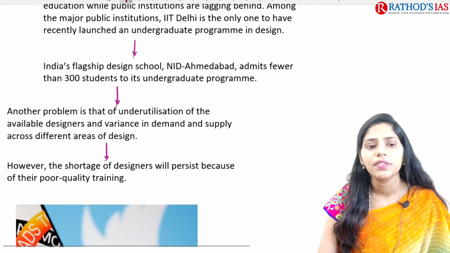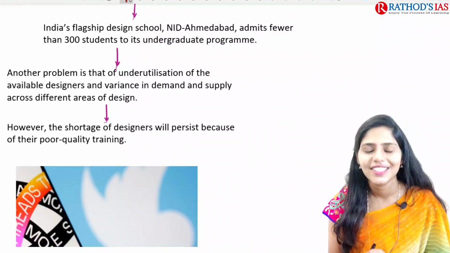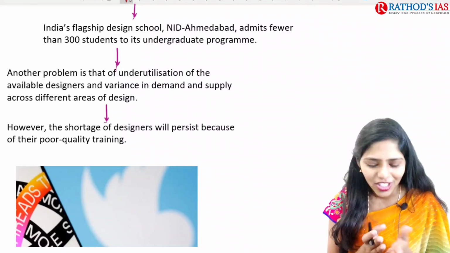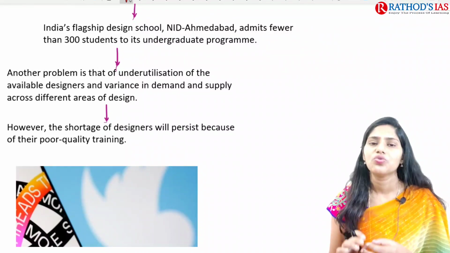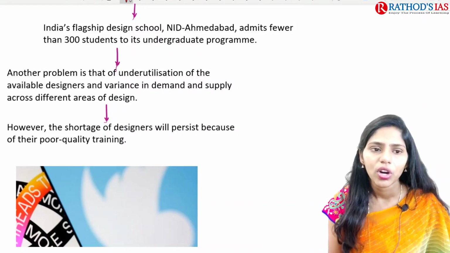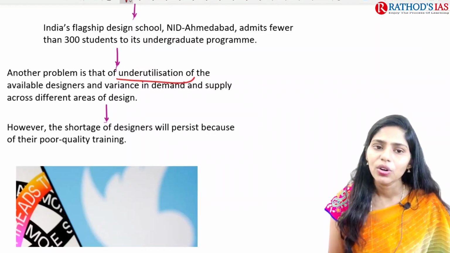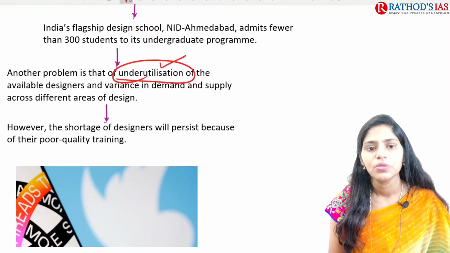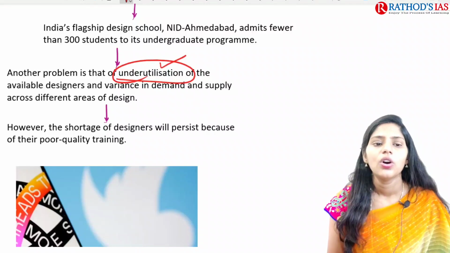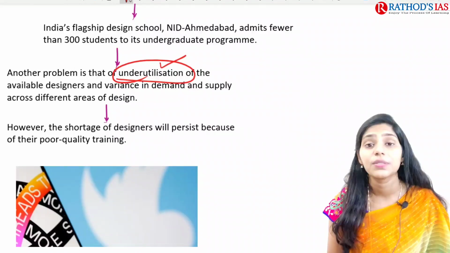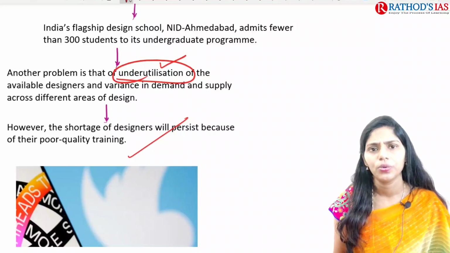And if you're talking about the problems in design education, what are the challenges? First and foremost, there is no proper funding. Even for secondary and higher education there is very little funding, and in design education there is very low funding. Even whatever funds are present have been underutilized, and there is also underutilization of available designers. Because of this, there is a variance in the demand and supply. One more important problem is the lack of training in design education. So this is about this topic, and I hope you understand this.